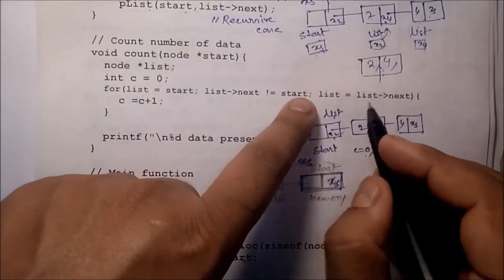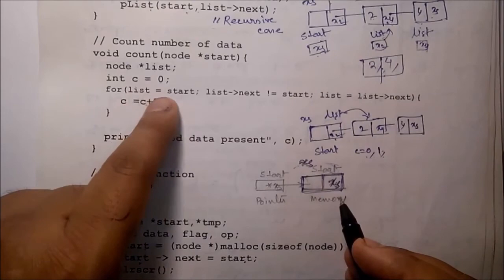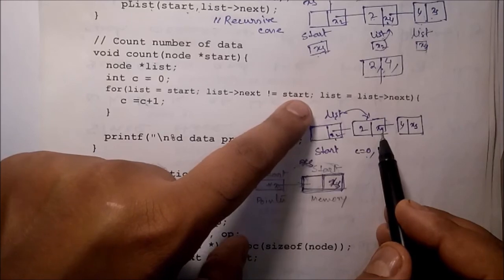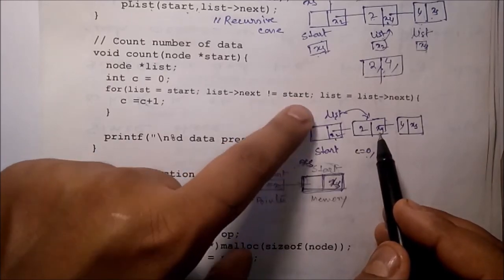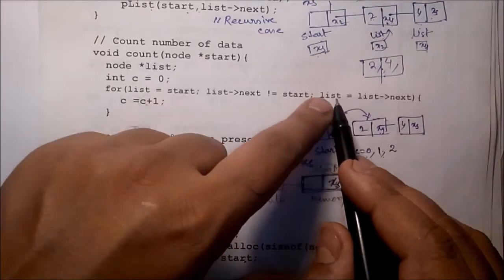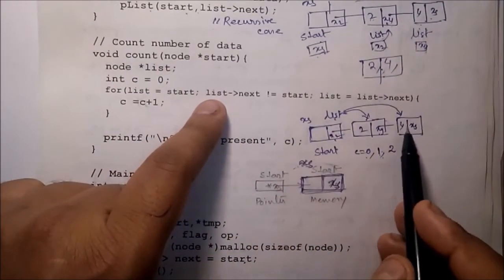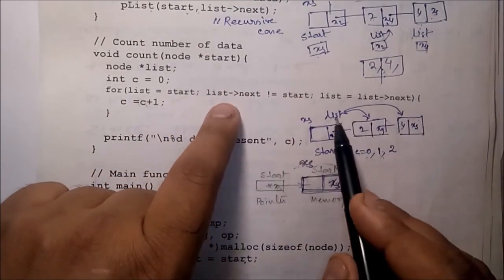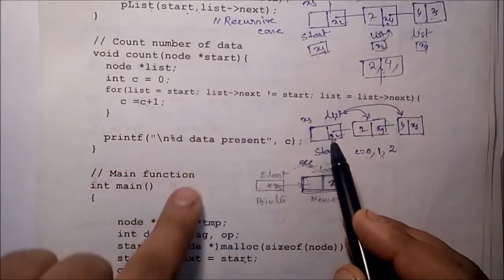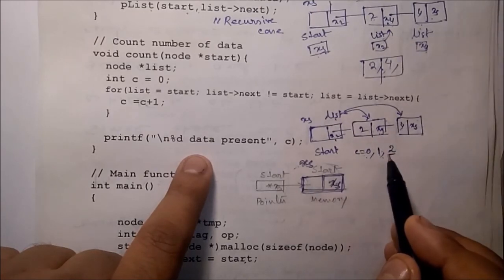Okay, list is equal to list next, now list is this one. List next not equal to start, the condition is true because it is x4, but in start xs is there. c is equal to c plus 1, now c is equal to 2. Clear? List is equal to list next, now list is equal to this one. List next not equal to start, now the condition is false because in list next xs is there and start holds the address of the first node, which is xs, so come out from the loop. So 2 nodes are there, and that's why the value of c is equal to 2.